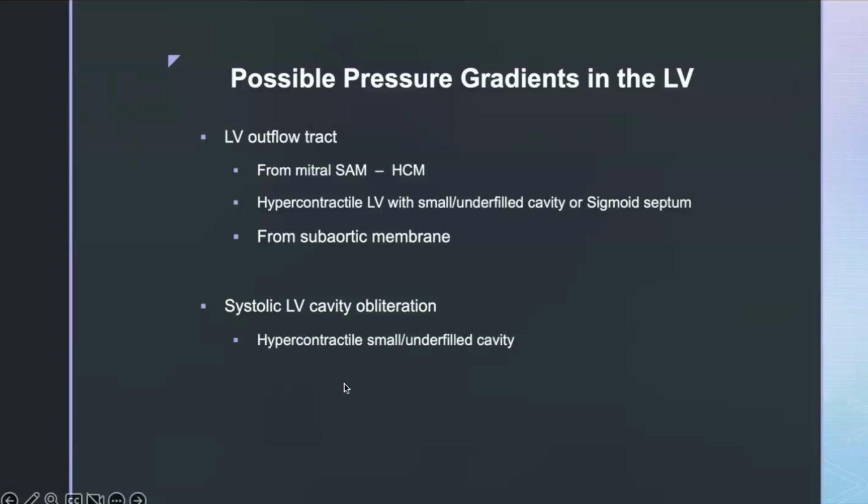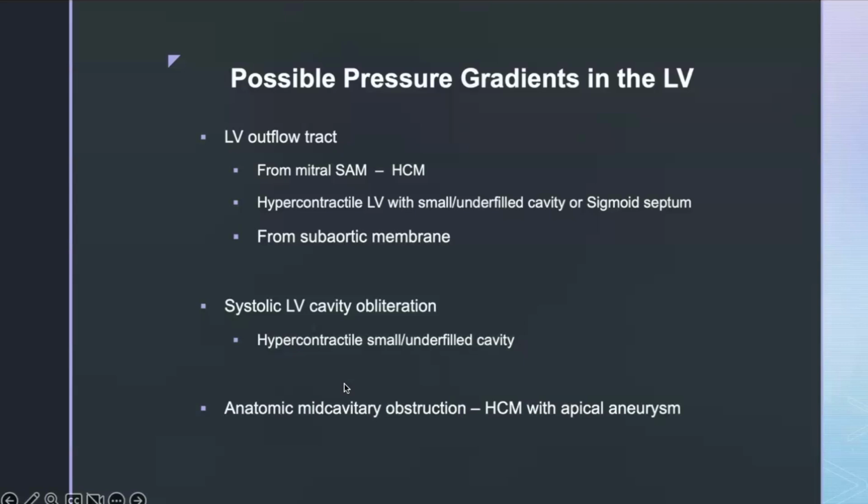And for that, that's when you need to think of a hypercontractile small or underfilled cavity. That's one option. And then the other option, which actually has more pathologic and clinical relevance, is HCM with apical aneurysm. This is an anatomic intracavitary midcavitary obstruction.